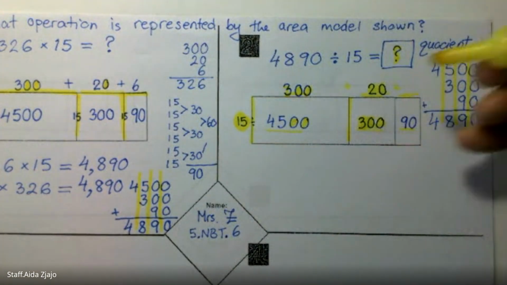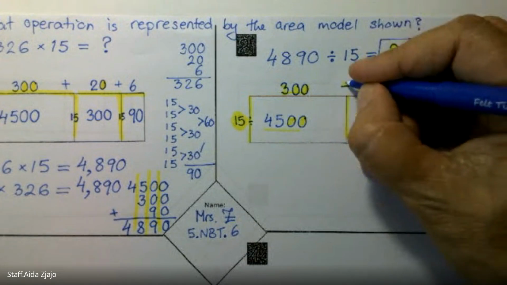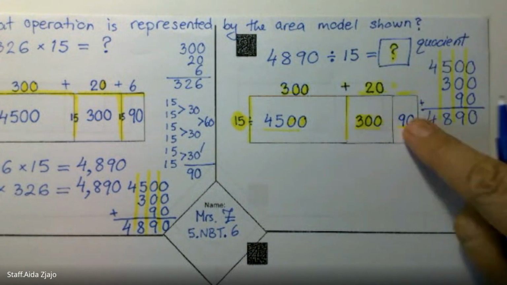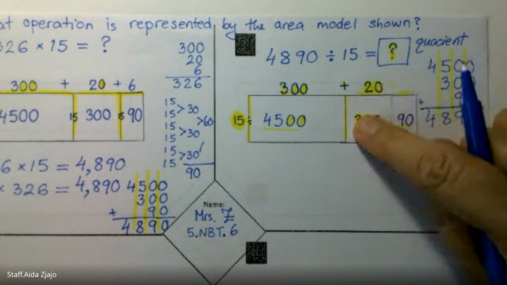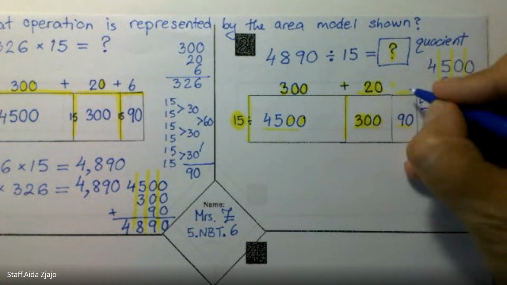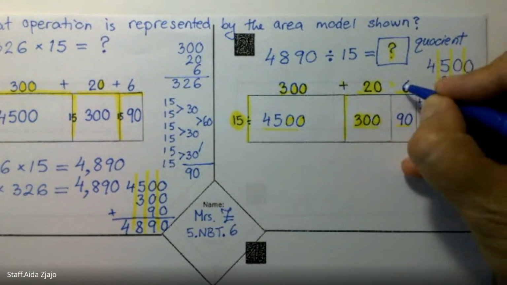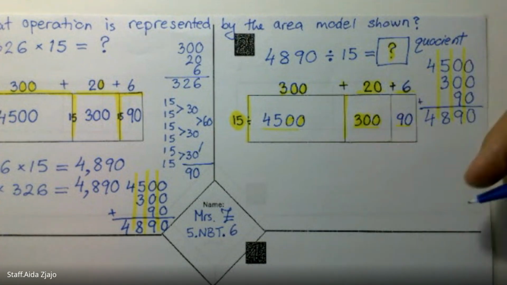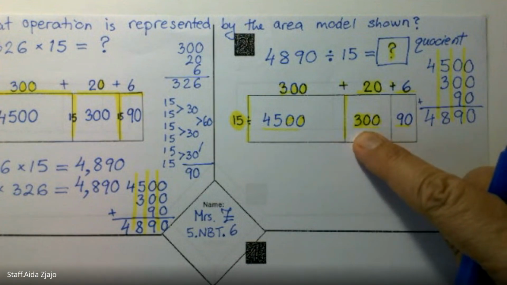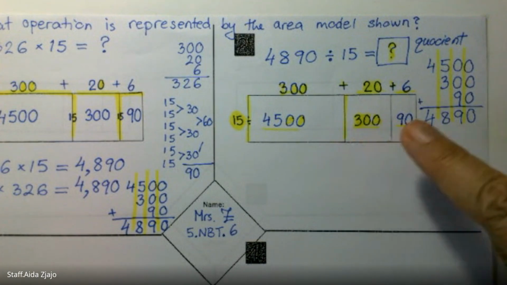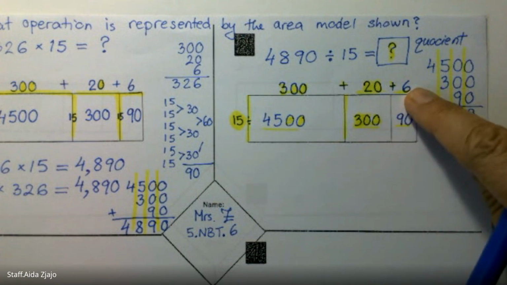And then the last is how many 15s are in 90. If 2 15s is 30, so there are 6 15s in 90, because 90 has 30 plus 30 plus 30, so 2 plus 2 plus 2 makes 6.